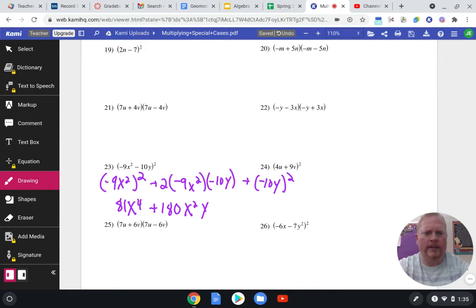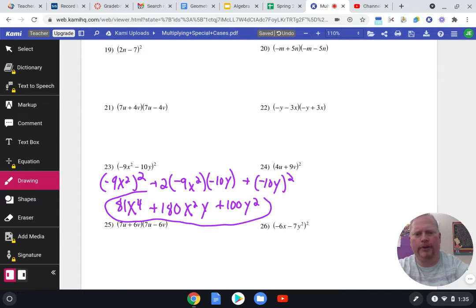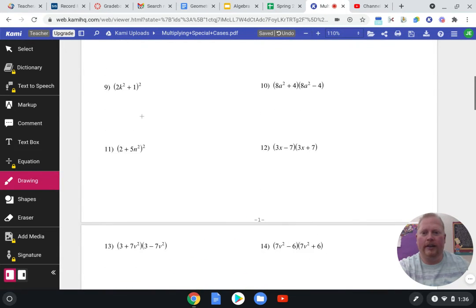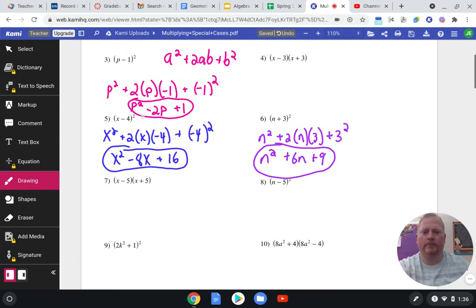And last, let's square the negative 10 and the y. So negative 10 squared is a positive 100. And y squared is y squared. So this problem was ugly, and the answer, actually the answer is pretty ugly too. But 81 x to the 4th plus 180 x squared y plus 100 y squared. Thank God all the problems aren't going to be like that. Thank God we're going to have some softballs up here, kind of like the ones we did at the beginning.